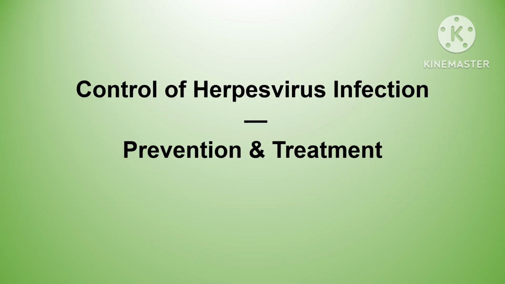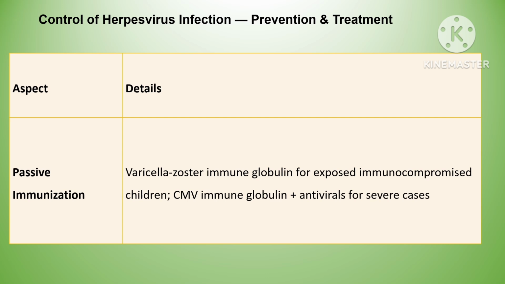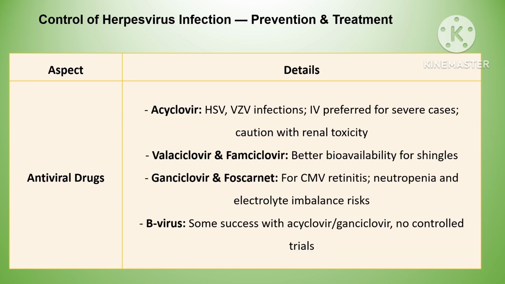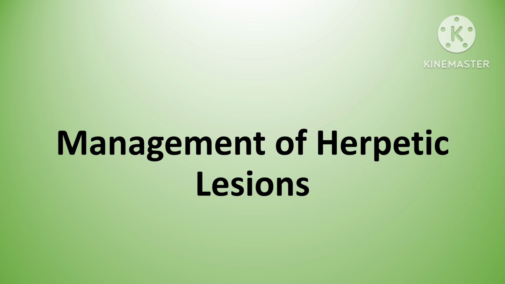Herpes stays in the body for life after the first infection, so a complete cure is not possible, but the infection can be controlled. Prevention includes personal hygiene, avoiding contact with active sores, safe sexual practices, and vaccines for chickenpox or shingles. Treatment mainly uses antiviral drugs like acyclovir, valacyclovir, or ganciclovir to reduce the symptoms, shorten the illness, and prevent reactivation. In patients with weak immunity, long-term antiviral therapy may sometimes be needed.